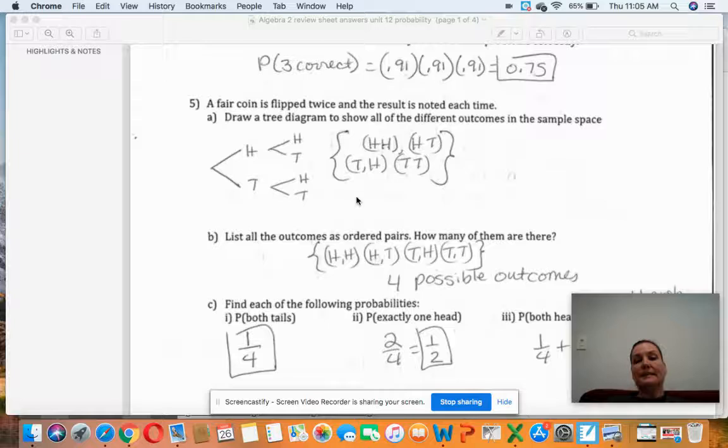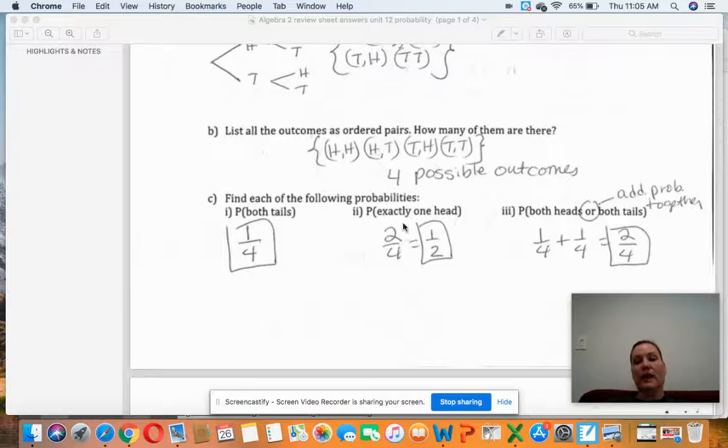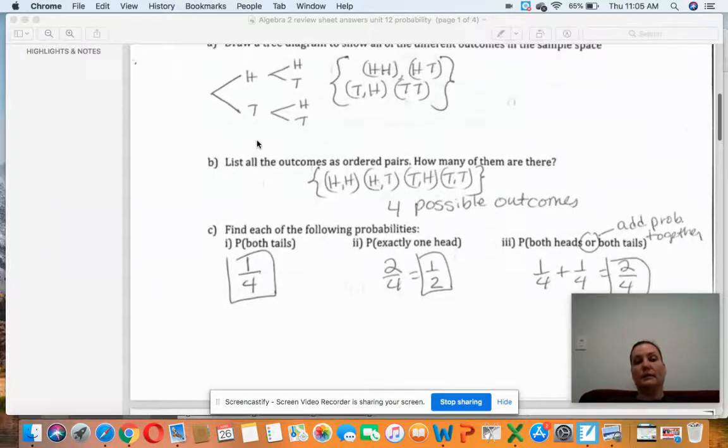So they want me then to list all the outcomes. So I listed them all here as ordered pairs, so I can get heads, heads. I could get head, tail, HT. I could get tail, heads, TH, or I could get tail, tail, TT. There are 4 possible outcomes that I have. And then I'm just answering these probability questions. They're very easy if you have this tree diagram or the list of the ordered pairs.